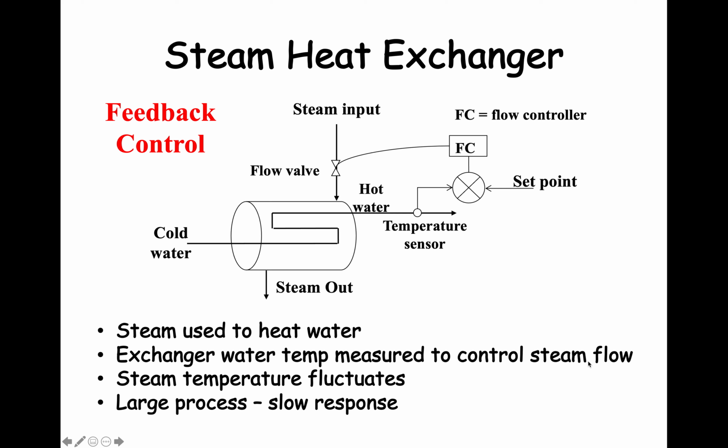The other problem is that the steam heat exchanger is a large process with a large thermal mass, and it will be slow responding. One way to improve the response is to measure the steam temperature and use that information to adjust the steam's flow rate. This would be expected to improve the process response because we don't have to wait a long time for the fluctuating steam temperature to affect the hot water temperature.